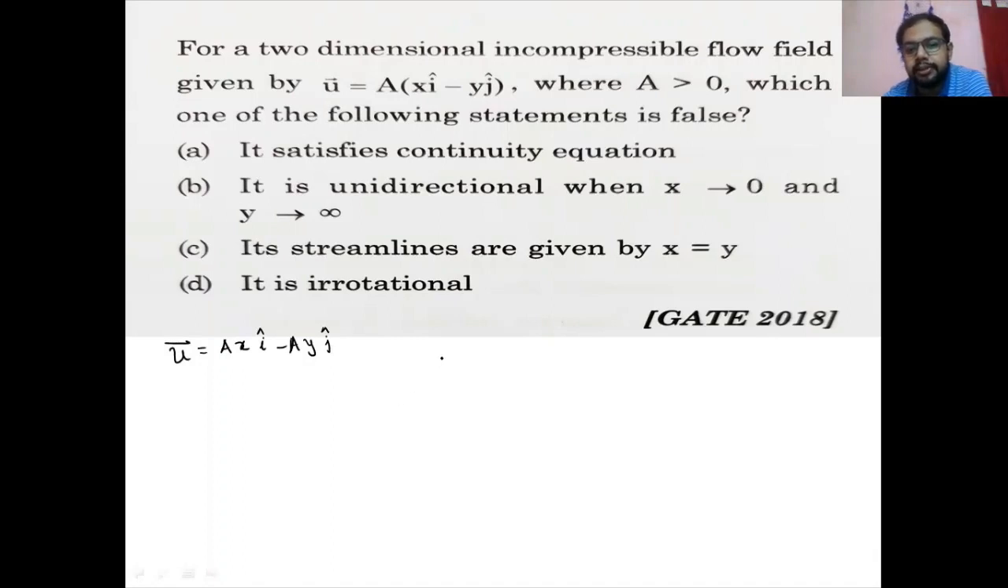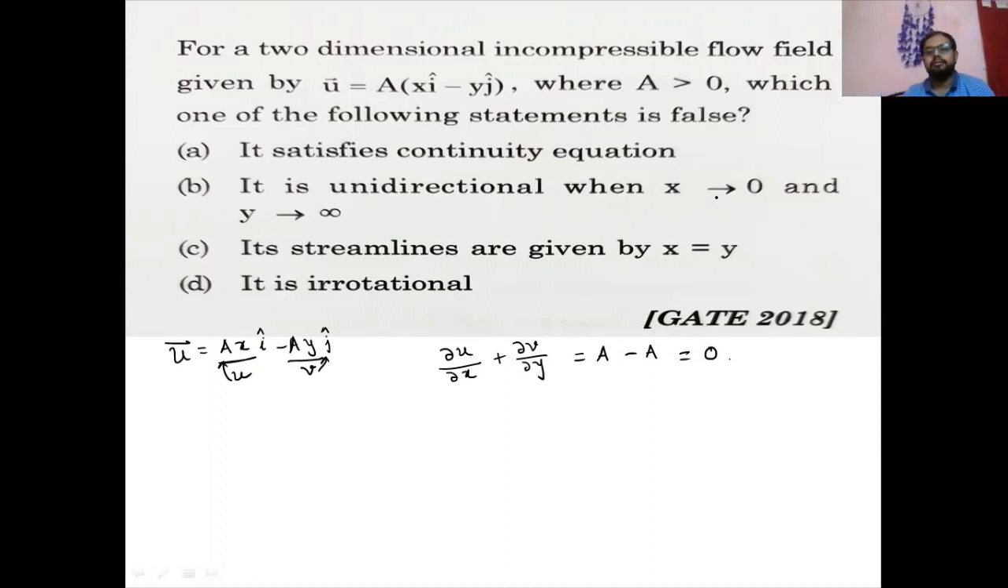So for incompressible flow, the continuity equation is, we know, du dx plus dv dy. This is the u part, small u. This is the v part. If you do this operation, du dx will come as a. If you do dv dy, it will come minus a. So a minus a will come 0. So it is satisfying the continuity equation. So the first statement is true.